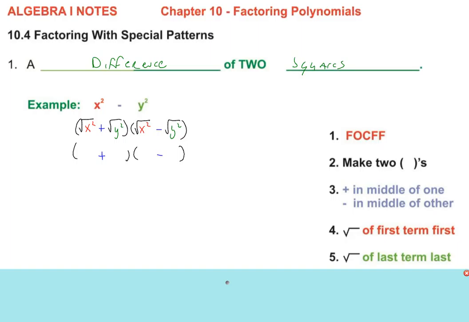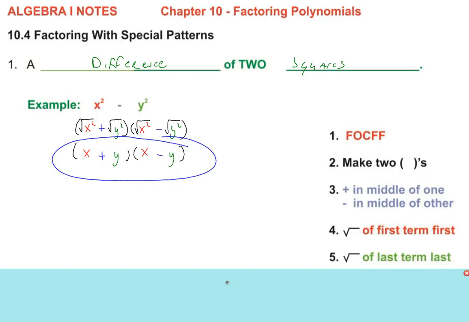So class, what's the square root of x squared? X. The square root of x squared is x. So an x goes in the front of both. And what's the square root of y squared? Y. Remember, square roots undo squares, and squares undo square roots. The square root of x squared is x. The square root of y squared is y. We end up with the quantity x plus y times the quantity x minus y. That is the factoring of a difference of two squares, and you do it that way every single time.